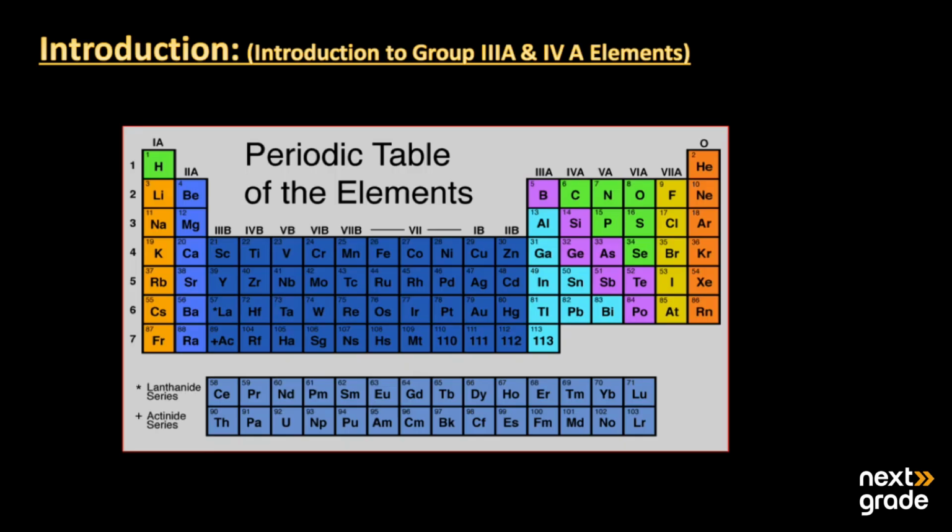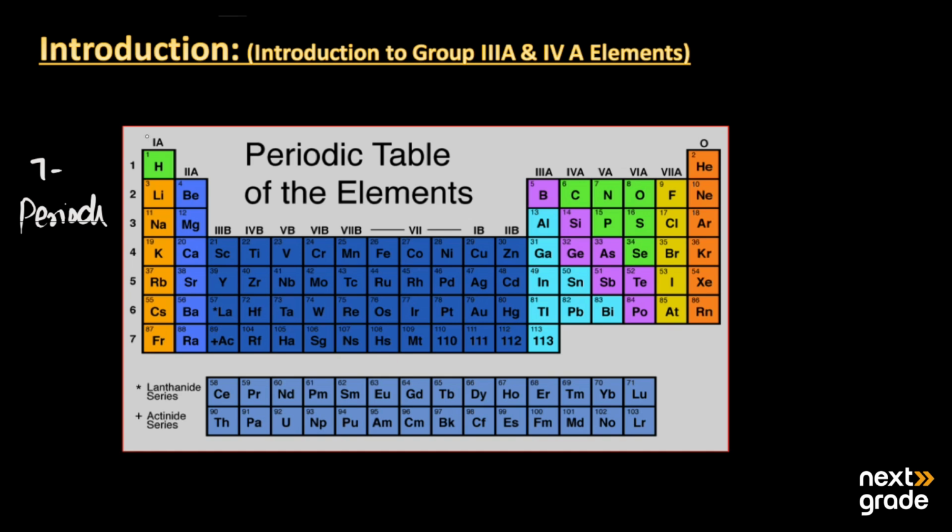So the topic that we are going to discuss today is from chapter number 4, that is Introduction to the Group 3A and 4A elements. So let's have a look at what is meant by the Group 3A and 4A elements and what their main properties are. When we look at the periodic table, we see that it has been divided into different groups as well as different periods. Mainly, there are 7 periods in the periodic table.